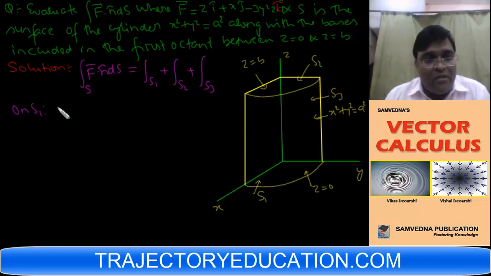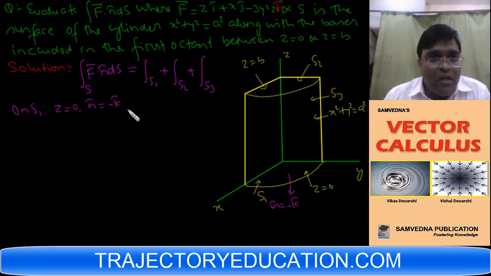S1 is a plane surface, it is the lower base. So on S1 your z is 0 and your n is minus k. When nothing is written, we take outward normal. This is k, this is minus k, so n is minus k. So your f dot n comes out to be 3y square z, which is 0 because z is 0 on the lower base. So on S1 the integrand f dot n is 0, so f dot n ds on S1 comes out to be 0.